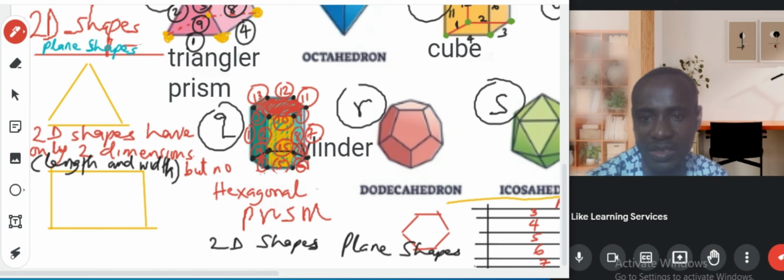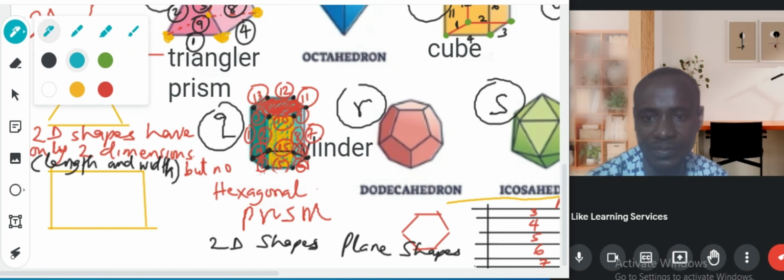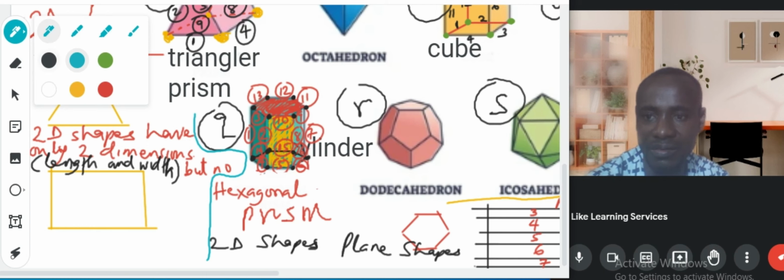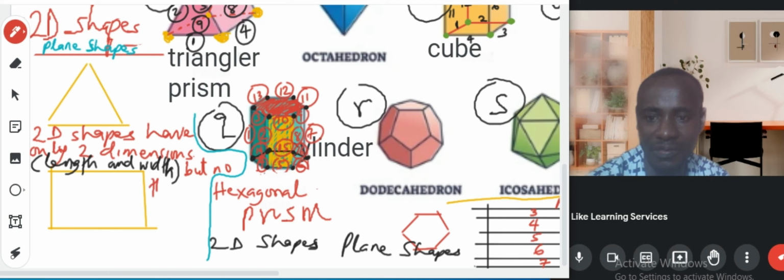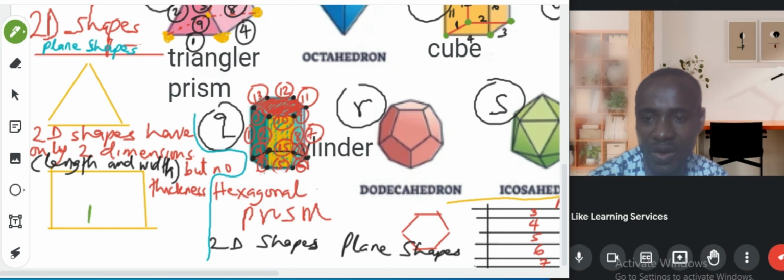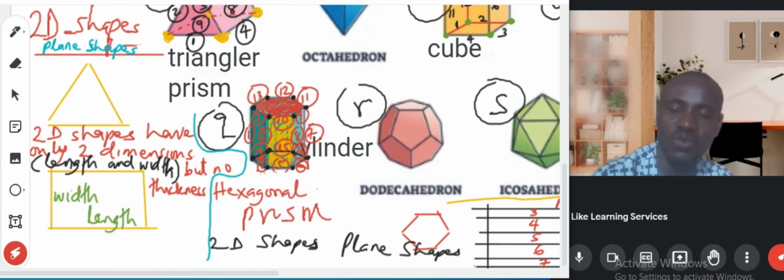No thickness. It's just how wide it is and how long it is, but no thickness. It's just about length and width. For instance, this place is the length. You can call here the length. And this one the width. It doesn't have thickness. So it's a flat shape.